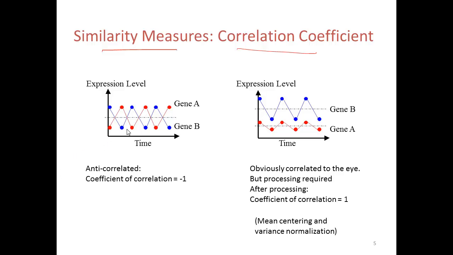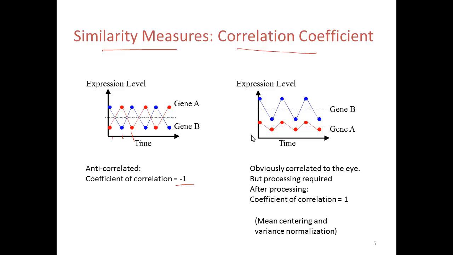If we look at expression patterns for gene A and gene B in 6 different conditions, 1, 2, 3, etc., we can see that these genes are anti-correlated. The coefficient of correlation for these two genes would be -1 across these 6 conditions. These genes are not very similar. Here in the second example, we have two genes that are actually very well correlated. However, as they're represented here, that would not come across mathematically.